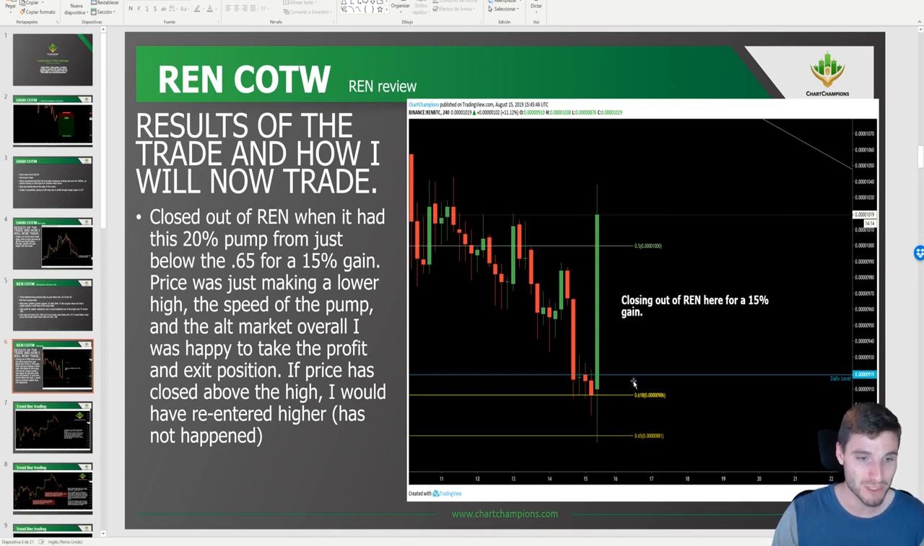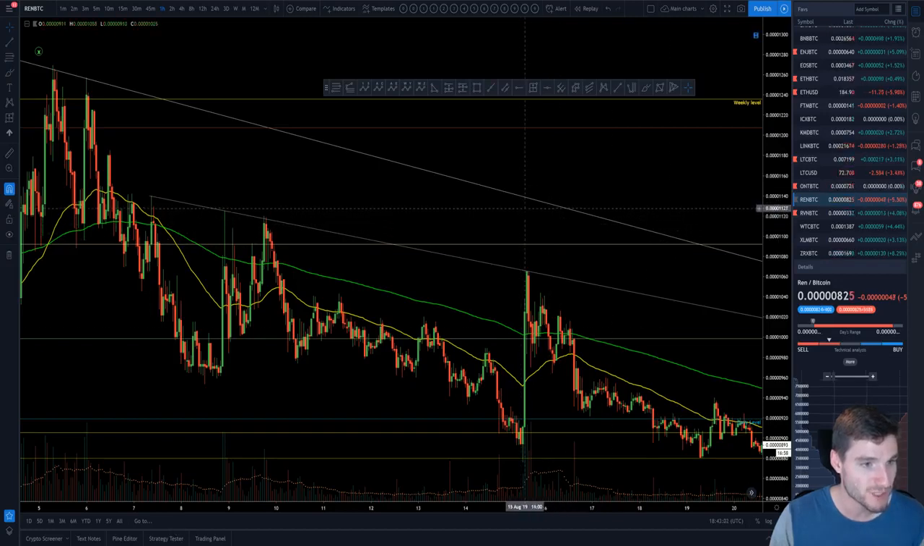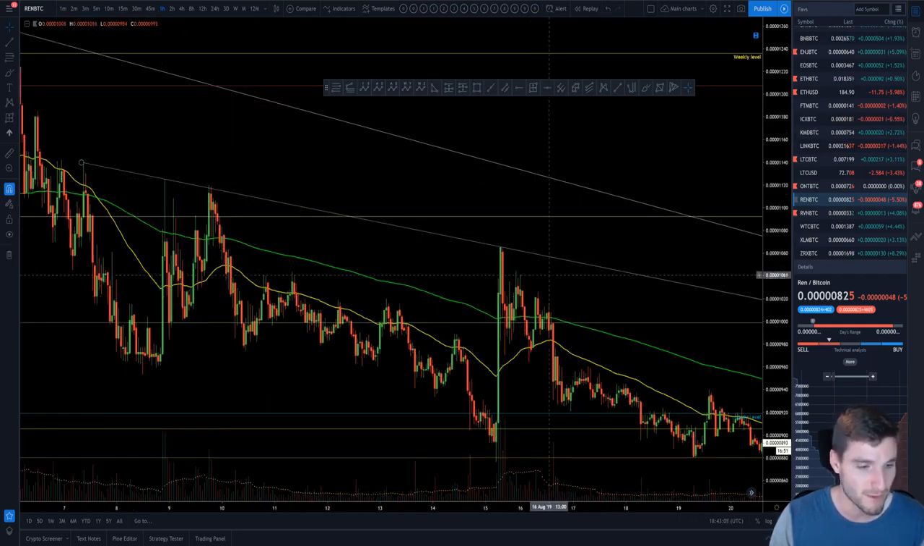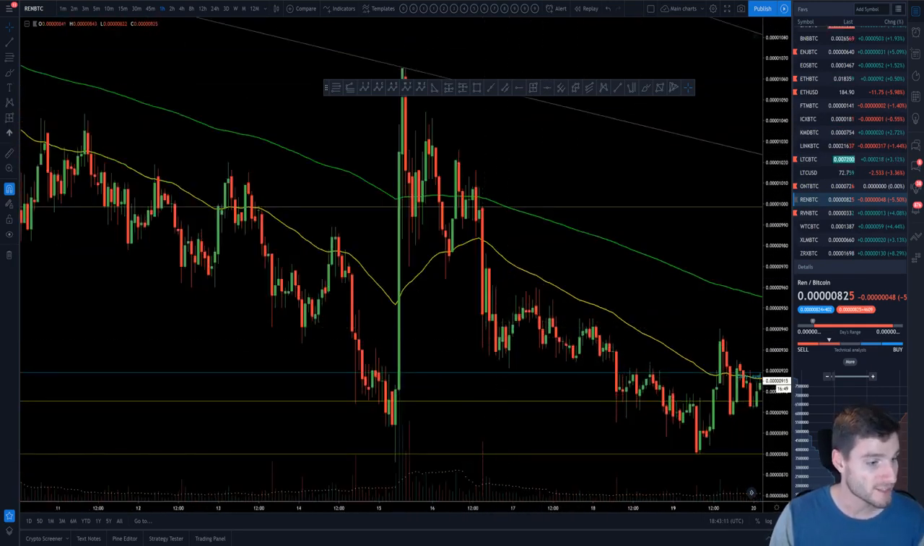But yeah, for me, it was a get out of the trade, and if it gets continuation, I'll just add back in higher. But yeah, when you start to see that sort of gain in that amount of time, for me, take a profit, especially when it's just a lower high. If this had pumped, say, up to here and you'd taken out the high straight away, well, that's a different story. But in the grand scheme of things, it was just a pump. So yeah, that was Ren basically.